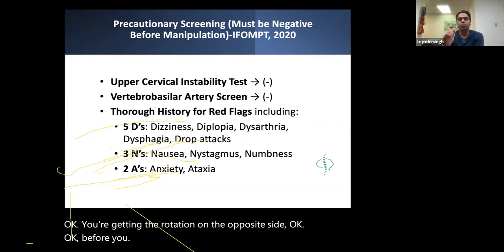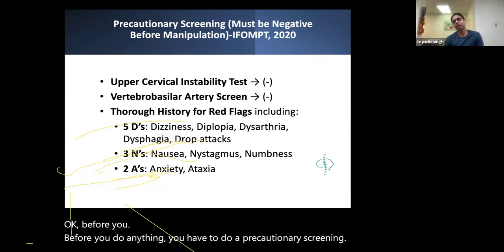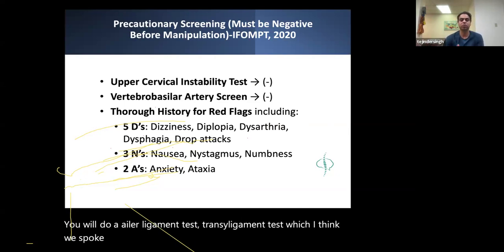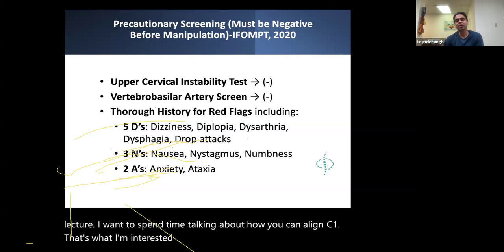Before you do anything, you have to do a precautionary screening. You will do an Ehler ligament test, transverse ligament test, which I think we spoke about in the last class, so you can look at the previous lecture. I want to spend time talking about how you can align C1. That's what I'm interested in. I'll show you a few ideas.